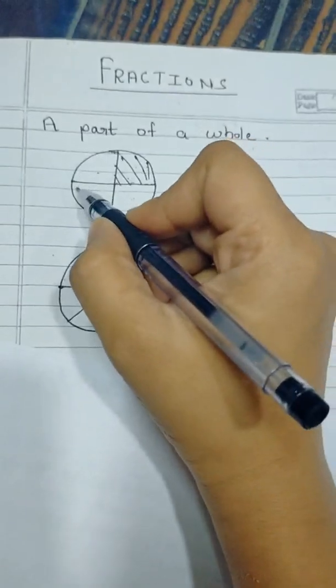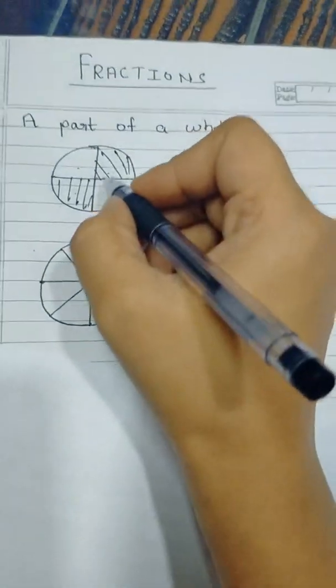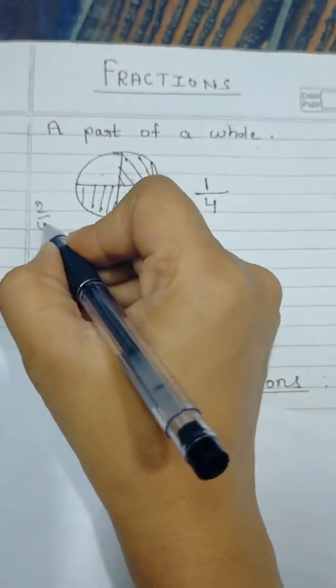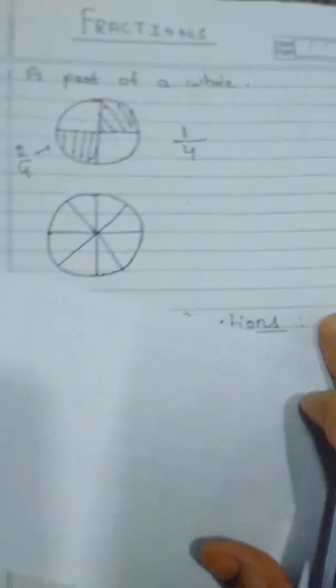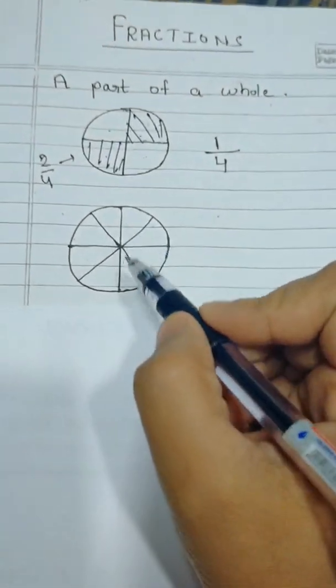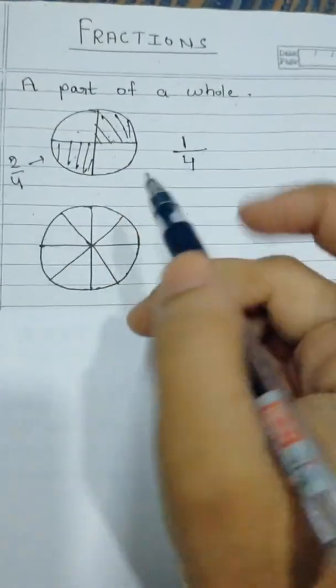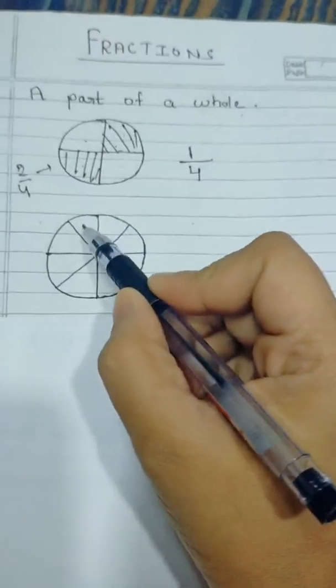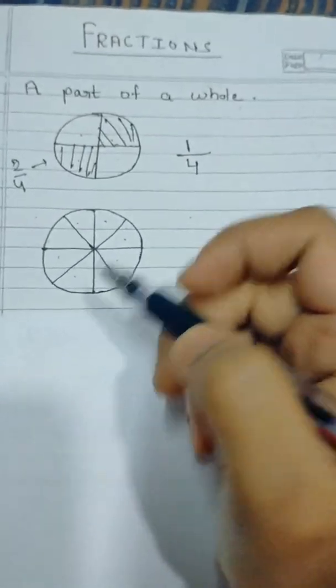Likewise, if we have shaded 2 parts, its fraction will be 2 by 4, or 1 by 2 on simplifying it. Now let us take another example. Suppose we have divided a figure into how many parts? 1, 2, 3, 4, 5, 6, 7, 8. There are a total of 8 parts.